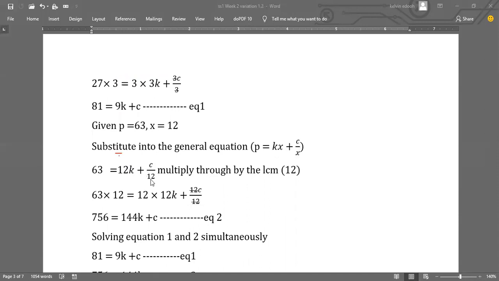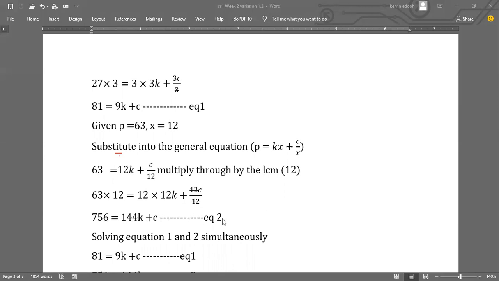So you multiply through by the LCM, 12, and you'll be having 63 times 12, which equals 12 times 12K plus 12 times C over 12. If you work this out, 12 times 63 is 756, and 12 times 12K is 144K. The C and 12 will cancel out, so we should be having plus C.